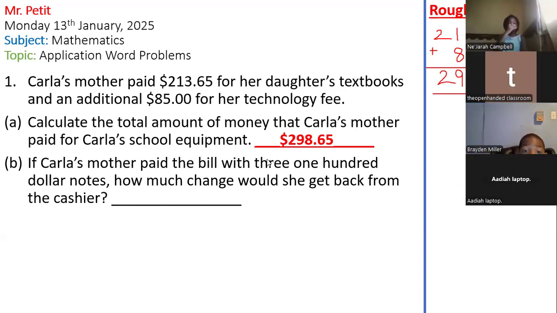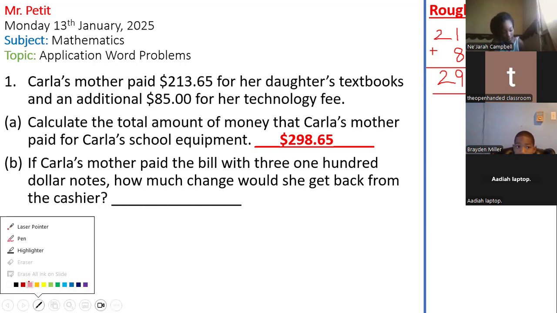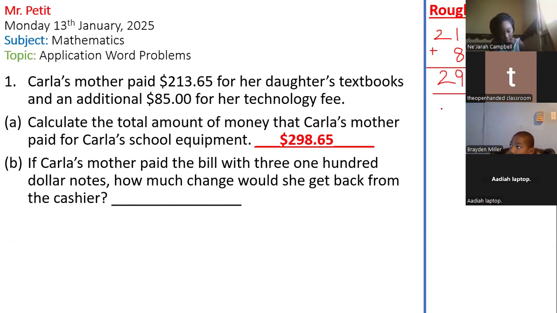By subtracting $298.65 from $300. Very good. Now if we subtract, what's gonna be our answer? Y'all could subtract it. Let me know what y'all get. So we're gonna subtract 300. Can I put the answer in the chat? Yes, you could put the answer inside the chat if you already did it.